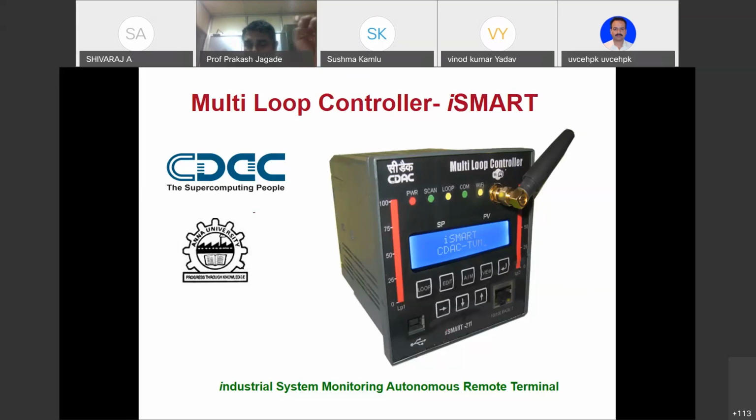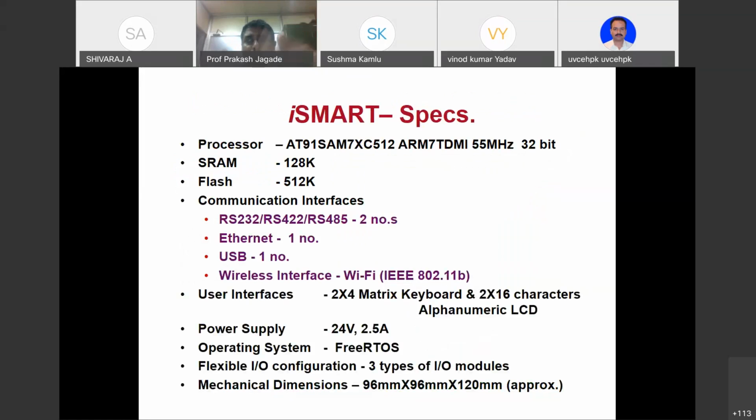It's a multi-loop controller, and the specification associated with the iSmart controller has been presented in this slide. We have various types of communication interfaces: RS-232, Ethernet, USB, wireless, and the operating system that we have used is FreeRTOS.